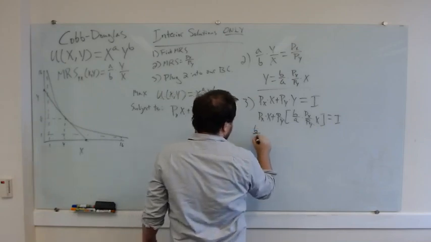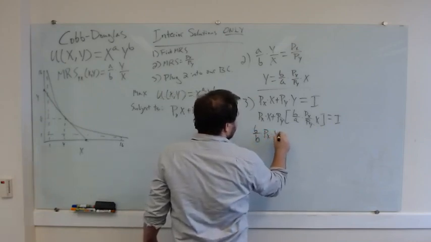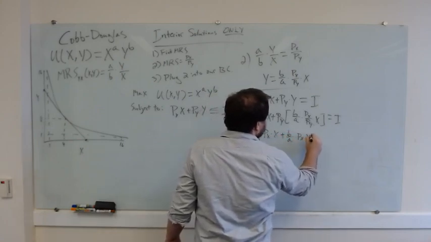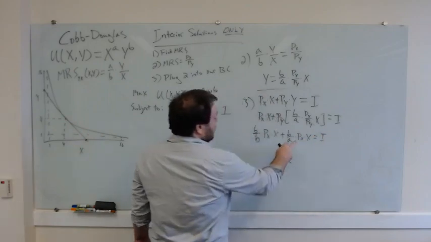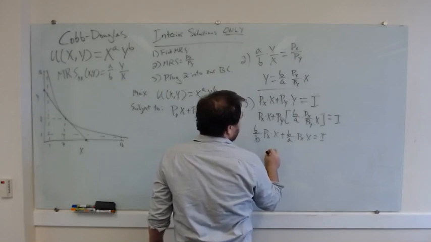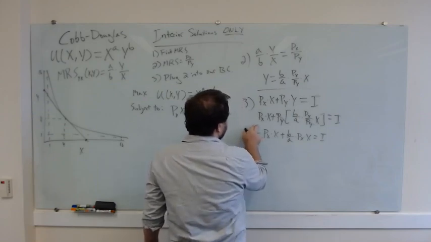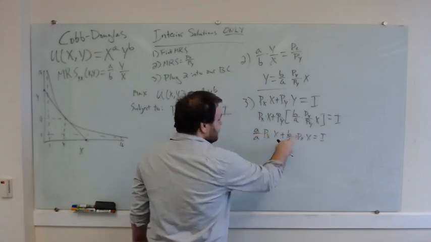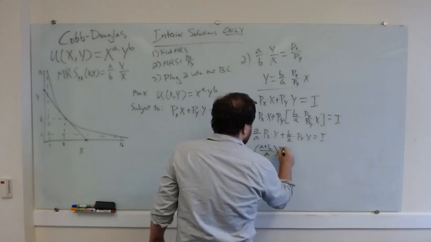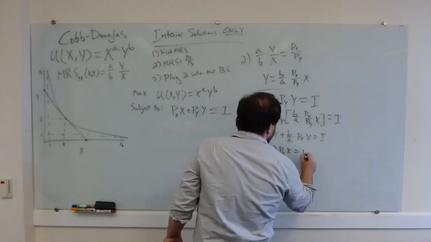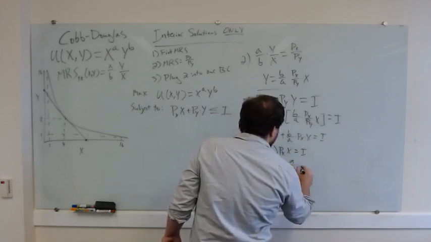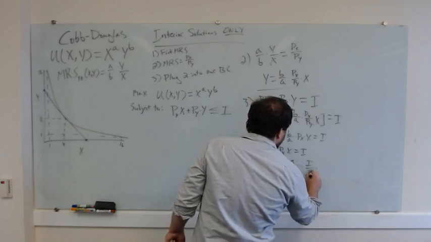So I'll say B over A times Px times X plus A over A times Px times X equals I, right? In other words, oh gosh, sorry, this should be A over A. I'm losing it here. A over A, right? So this is going to tell me that (A plus B) over A times Px times X equals I. X is going to equal A over (A plus B) times I over Px.